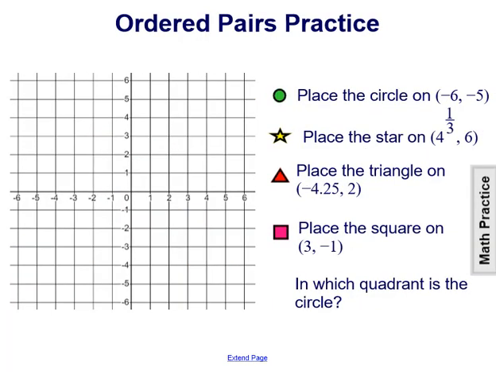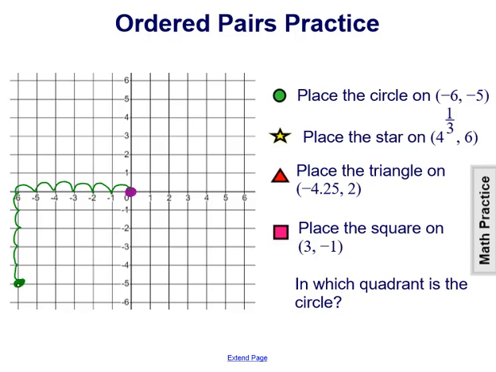So let's do some more. Here we have placed the circle on -6, -5. So again, we're always going to start at the origin when we're plotting points. So here's the origin, 0, 0. So placing the circle -6, -5, the first number of -6 says we're going left 6. So 1, 2, 3, 4, 5, 6 to the left. And then -5, the second number, tells us to go down 5. So 1, 2, 3, 4, 5. So this is where the circle will go, -6, -5.